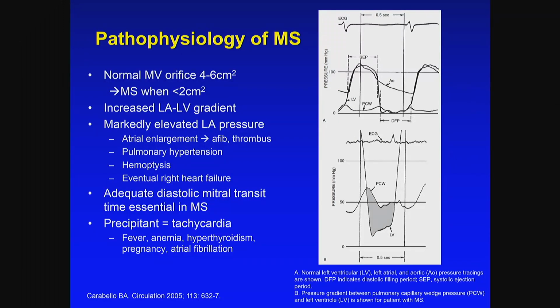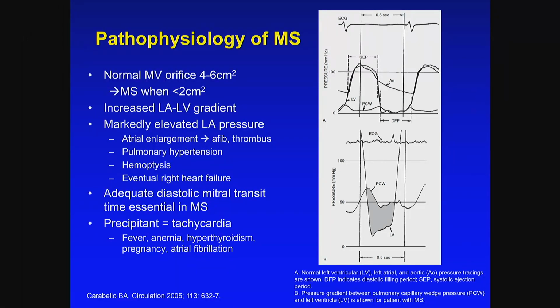Now, the physiology of mitral stenosis is important to understand because it impacts clinical management. The normal mitral valve orifice is between 4 and 6 square centimeters, and mitral valve stenosis is present when it's reduced to less than 2 centimeters squared. That reduction in orifice leads to an increased gradient of pressure as blood flows from the high pressure left atrium in diastole into the left ventricle.